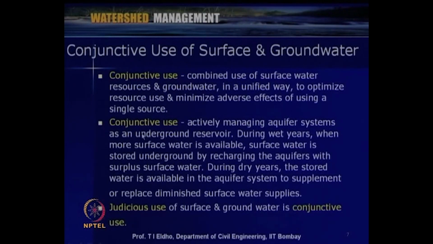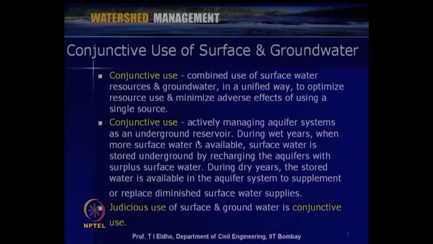In conjunctive use, what we are doing is actively managing the aquifer system as an underground reservoir. During wet years, when more surface water is available, surface water is stored underground, so there will be good recharge to the aquifer system. By recharging the aquifers with surplus surface water, then during dry years or in the summer season, the stored water available in the aquifer system can supplement or replace the diminished surface water supplies, as we have seen in the previous slide.